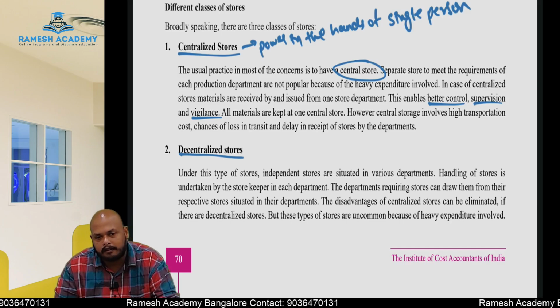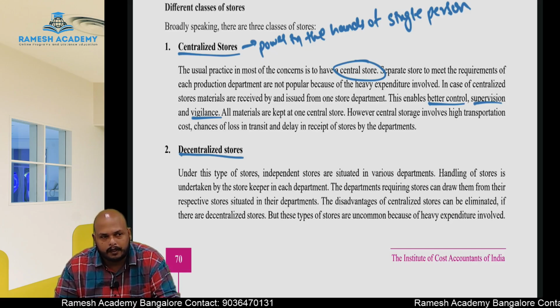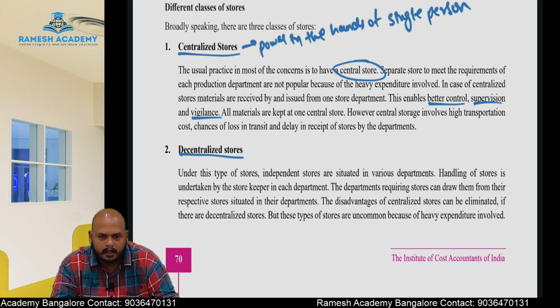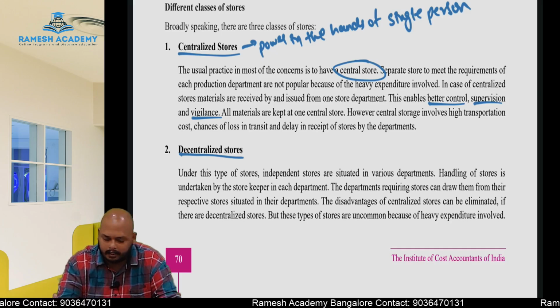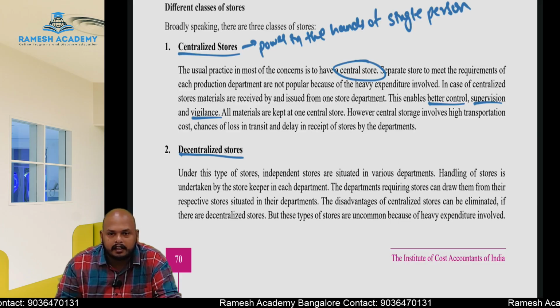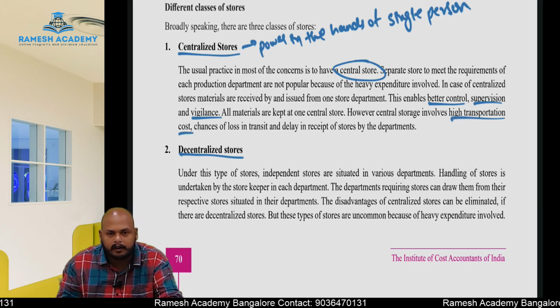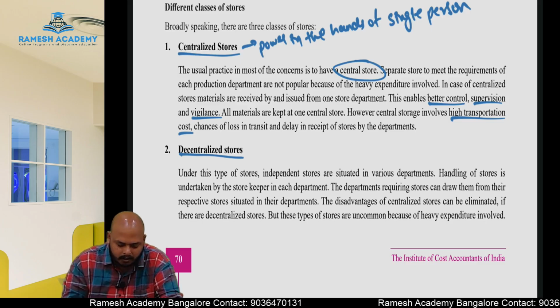Let's take an example of Reliance. Reliance has its central store in Mumbai, correct? Whatever things we are ordering, like assets or major items, have to come from Mumbai to Bangalore, which is a very far location, right? Like that. So central storage involves high transportation cost. Why? Because we need to transport from the central location to the departmental store location.